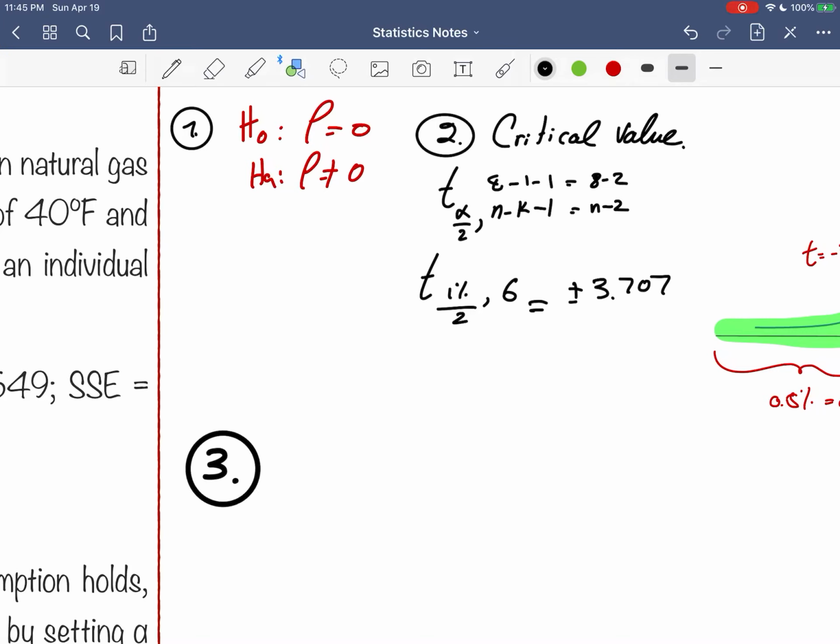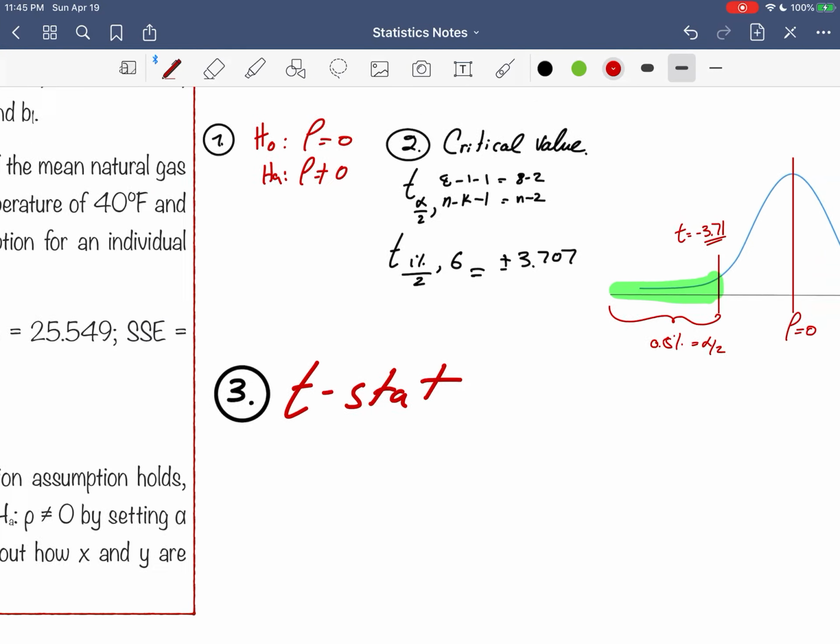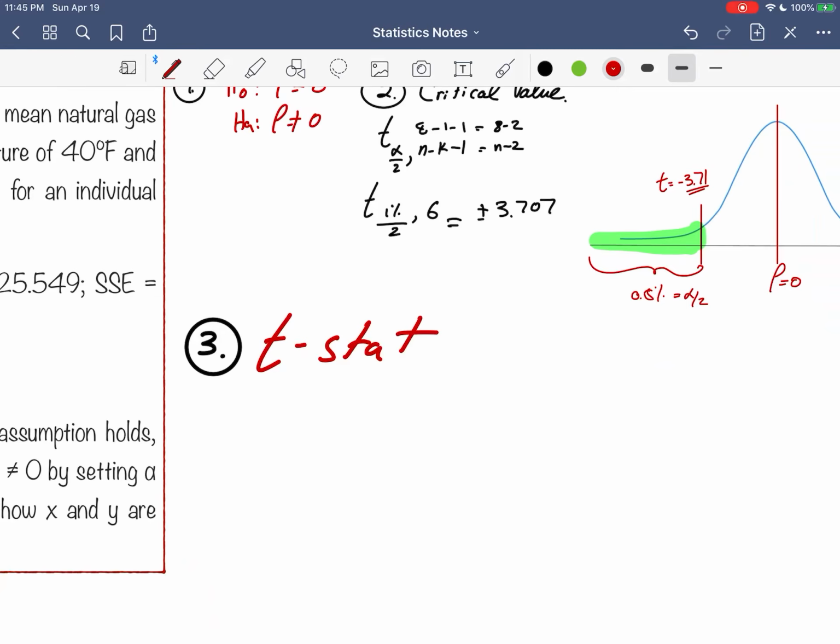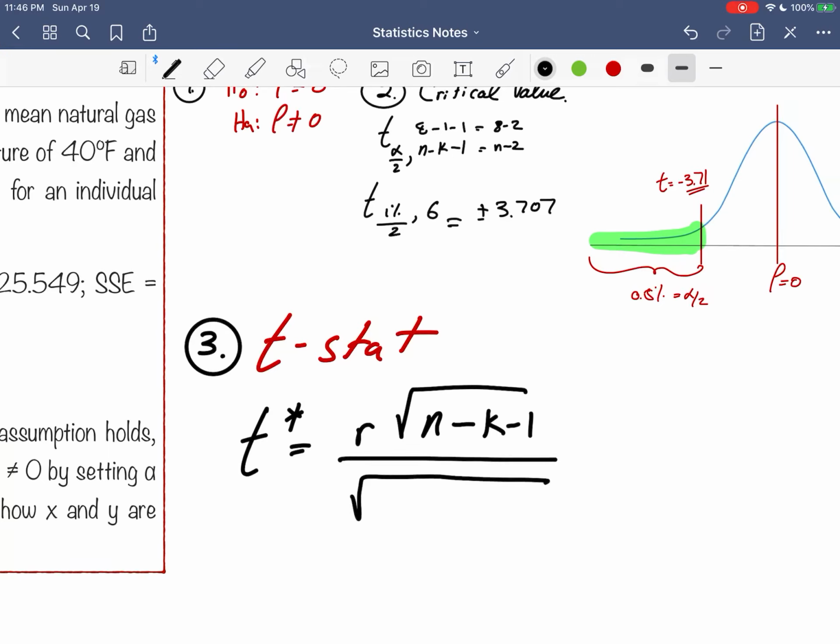So part 3, the actual t-stat, or test statistic. Formula is relatively easy. So t star is going to be equal to r multiplied by the square root of n minus k minus 1 divided by 1 minus r squared.